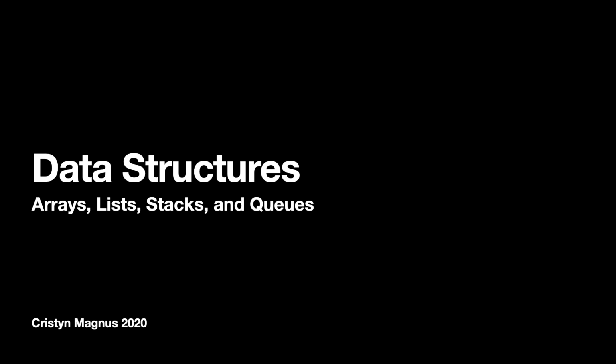This is part of a series on data structures. In this video, I want to talk about data structures that handle ordered collections of data. Things like arrays, lists, stacks, and queues. Why do we need multiple ways? Because they use data differently, and different techniques are good for different applications.